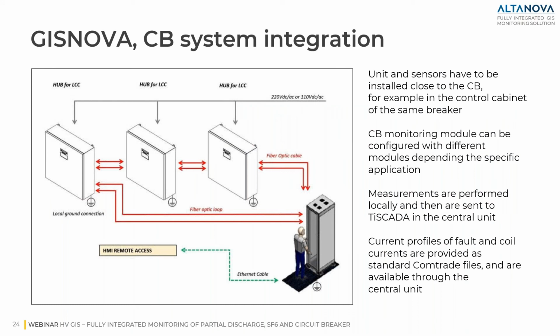Here is a schematic showing the connection of several acquisition units. In this case, they are installed close to the local LCC. And the fiber optic, in a double ring configuration, connects each acquisition unit to a central unit.